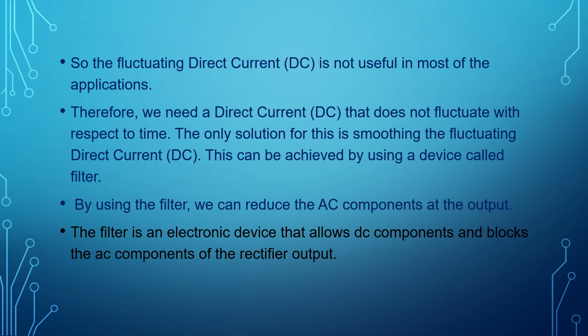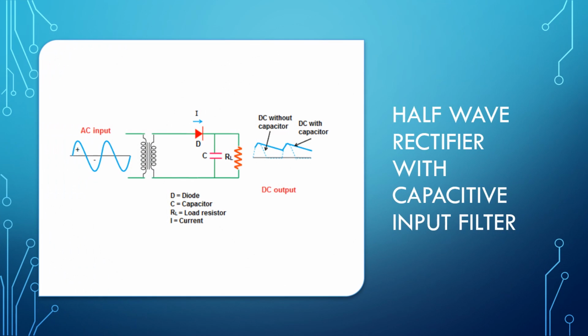What is a filter? A filter is a component that removes the useless things from a process. And in this, we remove the AC component at the output. Now, the working of half-wave rectifier with capacitive input filter. This is C for capacitor, and RL, the load resistor, which is connected to the capacitor.